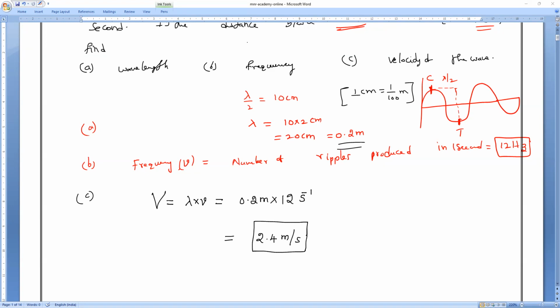So on a hotter day, what will happen? The speed of the sound increases or decreases? Okay, let us solve that question.